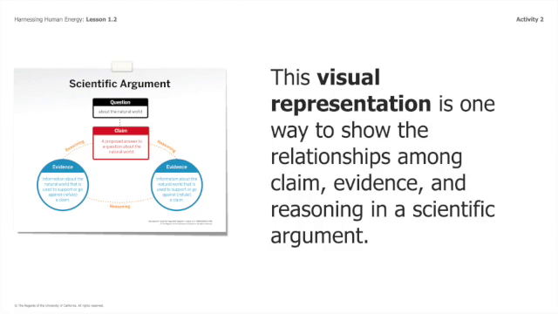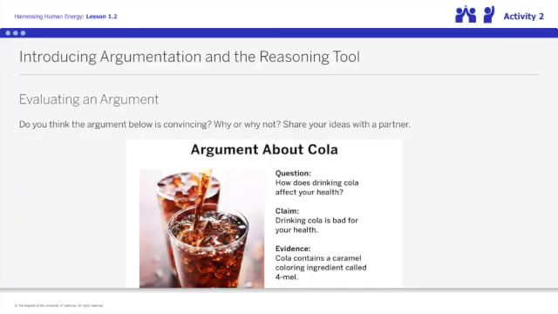So here's a little visual representation. The question is on top, and then in red it shows the claim, and the reasoning is what connects the evidence to each other and back to the claim. Reasoning is an explanation to the person who's reading. Now, this may not seem important, but I'm going to show you in the next example.